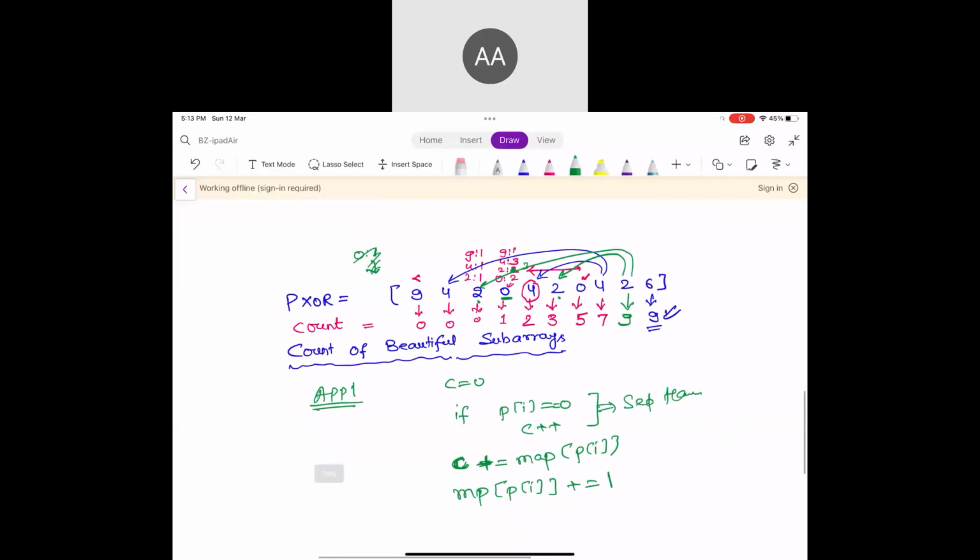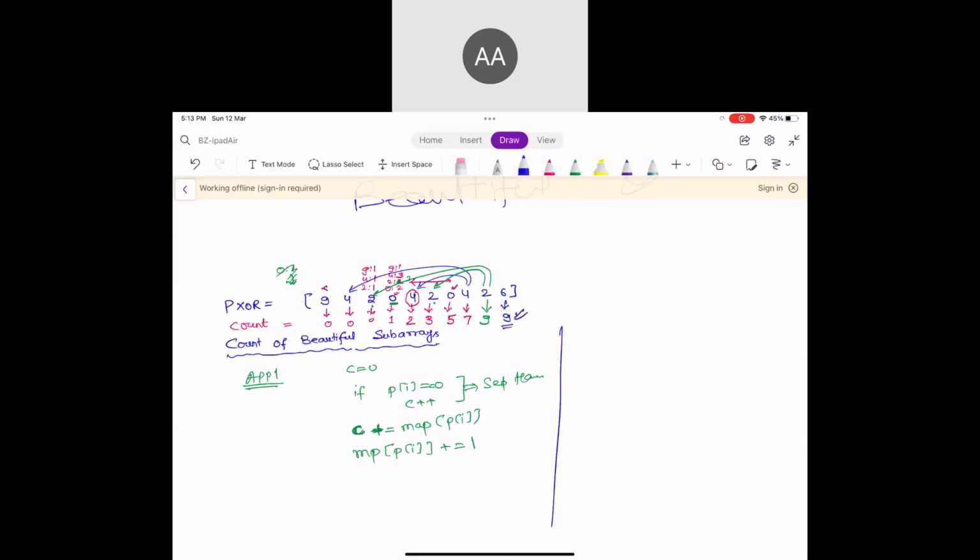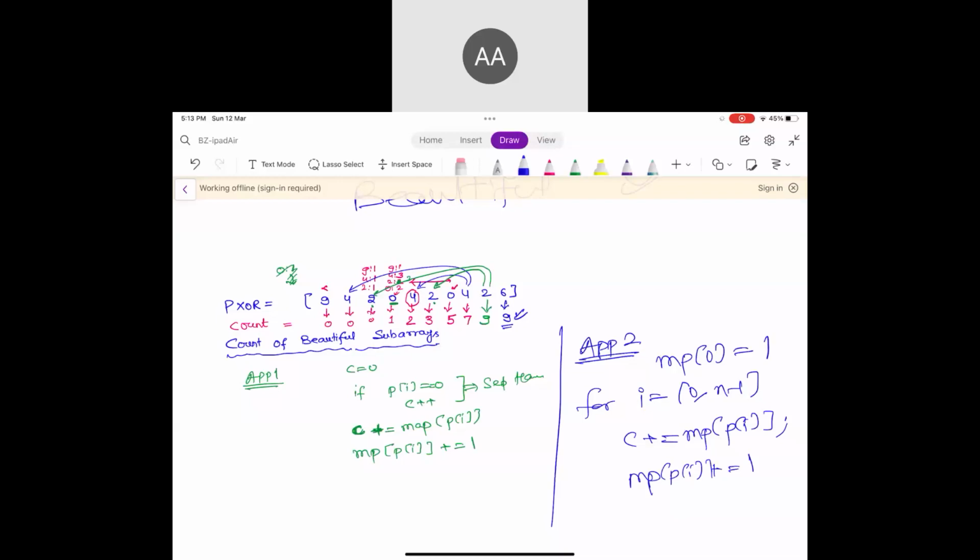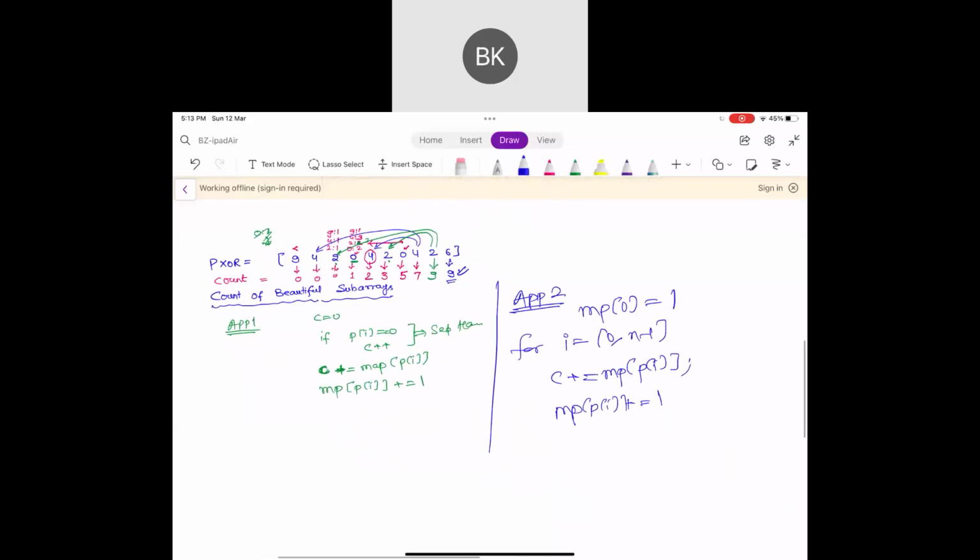Second approach that Kaushik suggested was that rather than doing this, in your map, you can directly say 0 is occurring 1 time, so you will not need this check. Then for every index i from 0 to n minus 1, we can directly say count plus equals map of pi, and map of pi plus equals 1. Right, Kaushik? This is what you are suggesting? Yeah, exactly. Okay, this is the second thing that we can do. And we are still looping over a prefix XOR subarray.